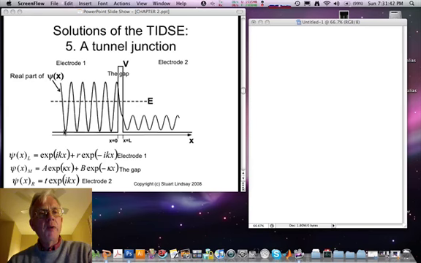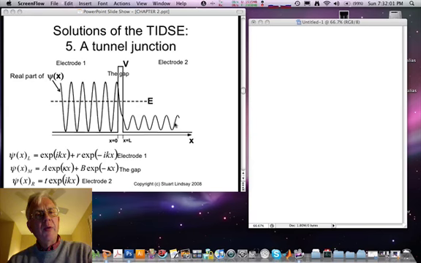This is a model for a scanning tunneling microscope, for example, where this would be a metal, this would be a small gap, and this would be a second metal, and we're going to ask the question, what is the probability that an electron propagates from this side of the gap to this side of the gap?